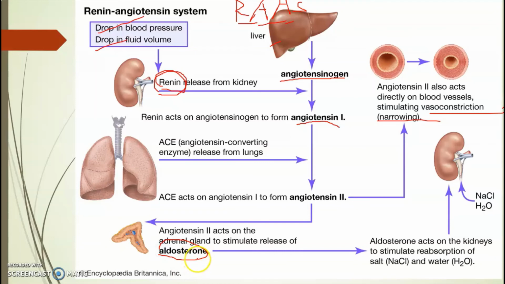Aldosterone is basically a hormone that will act on your kidneys to stimulate reabsorption of salt. And when salt is reabsorbed, water is also reabsorbed, because as the saying goes, where sodium goes, water follows. So the reabsorption happens in our kidney. Then eventually we will have an increased blood volume, which will also affect our blood pressure, because when our blood volume increases, our blood pressure also increases. So that is basically your RAAS, or your renin-angiotensin system.